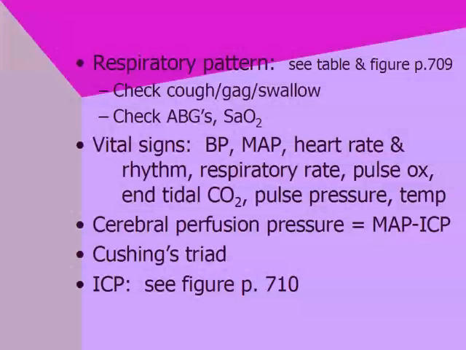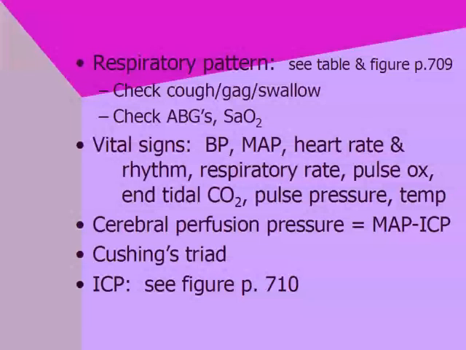Cerebral perfusion pressure is your mean arterial pressure minus your intracranial pressure. Your normal cerebral perfusion pressure is 60 to 150 millimeters of mercury. When it's less than or equal to 30, it means you have cell death. When your mean arterial pressure equals your intracranial pressure, there is no blood flow into the brain.